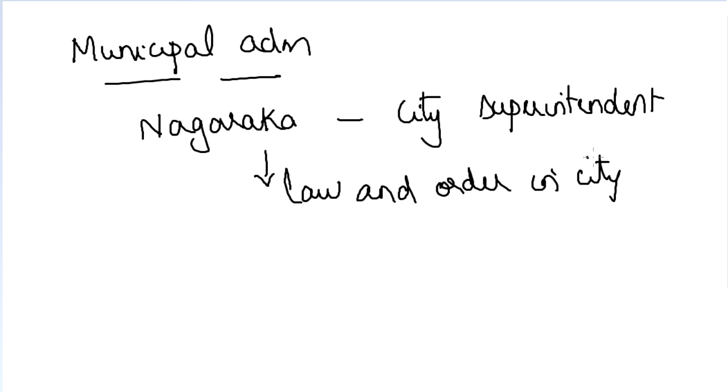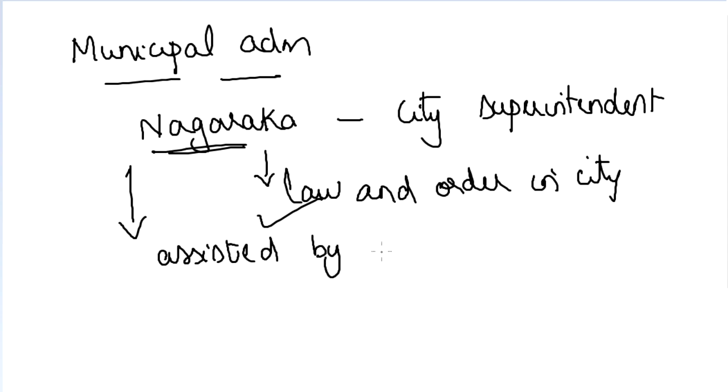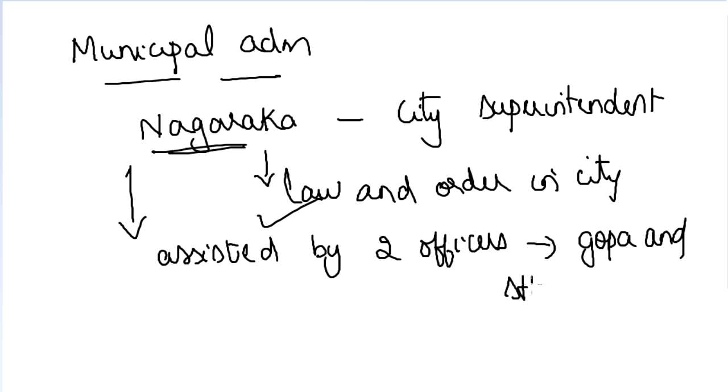So in the Arthashastra there is a mention of Nagarika, that is, the city superintendent, who was responsible for the maintenance of law and order in the city. This Nagarika was assisted by two subordinate officers, that is, Gopa and Sthanika. We have already learned about them.